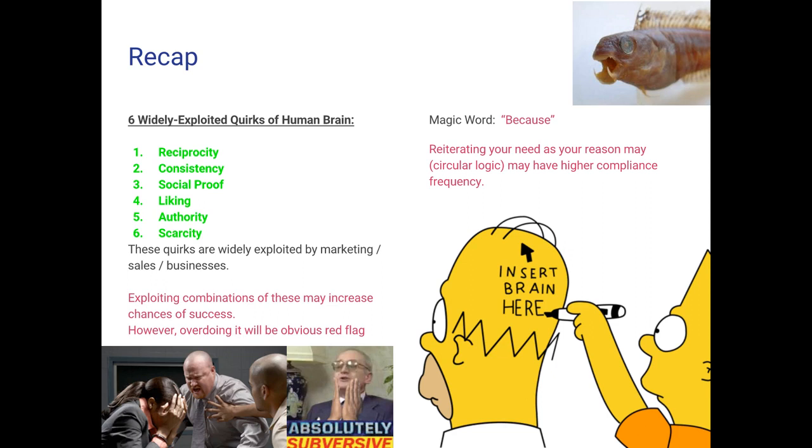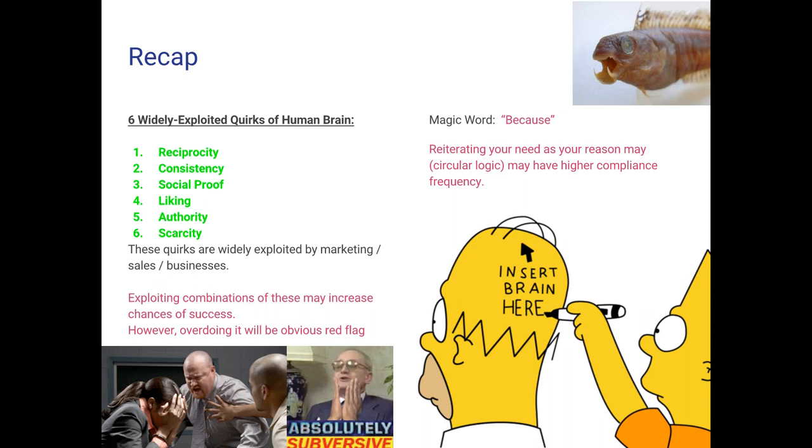So to recap, the 6 widely exploited quirks of the human brain are reciprocity, consistency, social proof, liking, authority, and scarcity. Exploiting combinations of these quirks may increase chances of success. However, overdoing it may raise very obvious red flags. The magic word in all cases is because. It often does not matter what follows the word because.